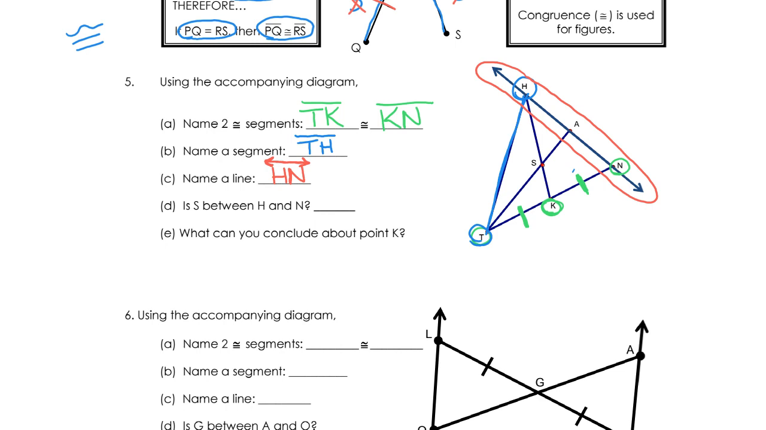Part D is asking us, is S between H and N? So we have to find H and N and S. And remember what between means. It means they all have to be on the same line. And those 3 points are not all on the same line. So we say no.